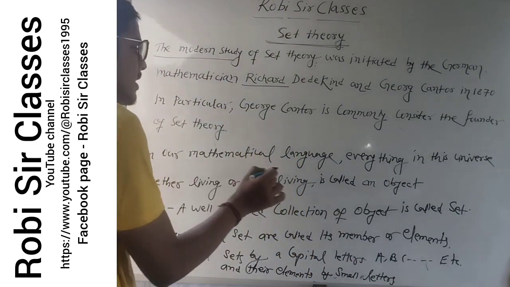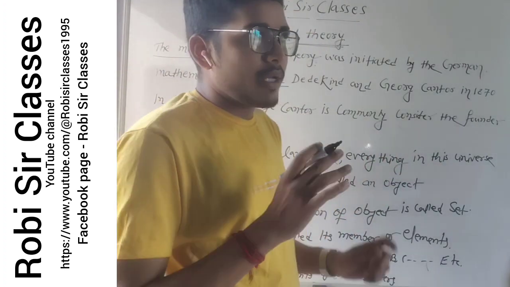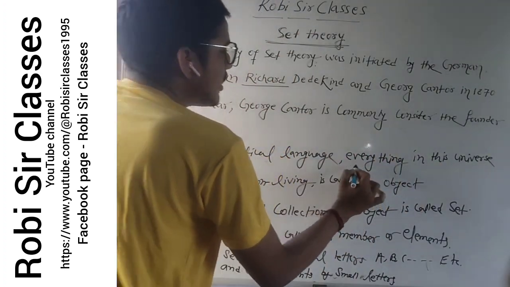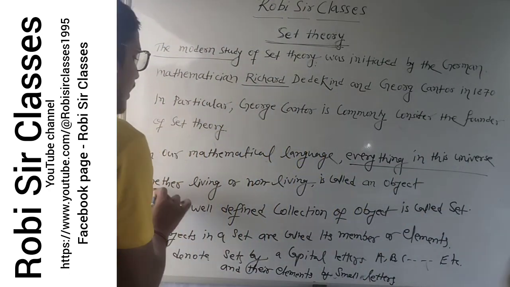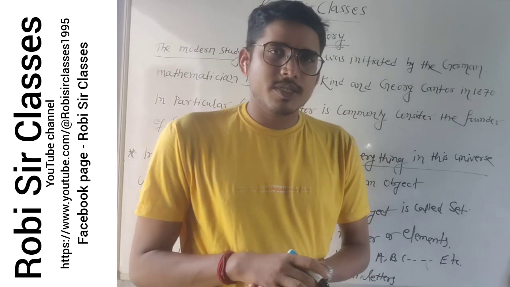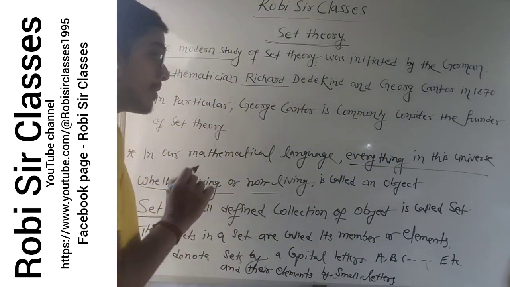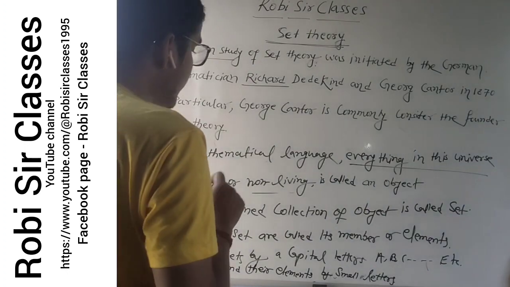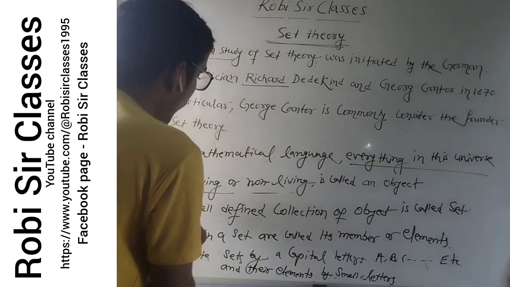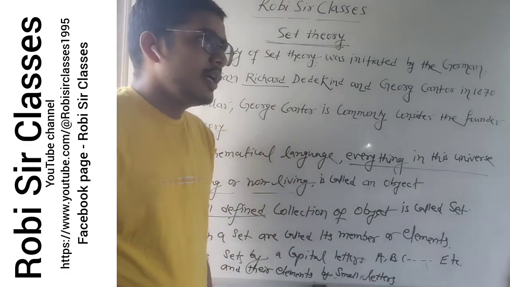In our mathematical language, everything in this universe, whether living or non-living, is called an object. So, what is the definition of set? Now we can say the definition of set: a well-defined collection of objects is called set.